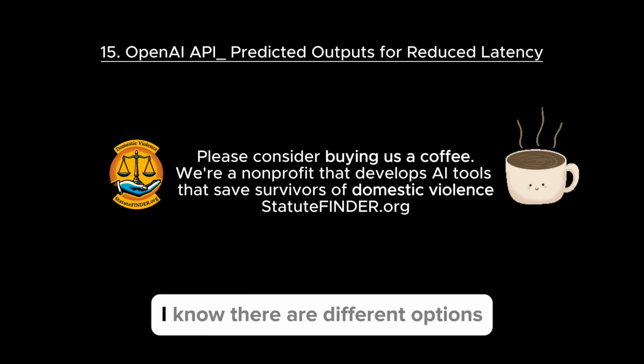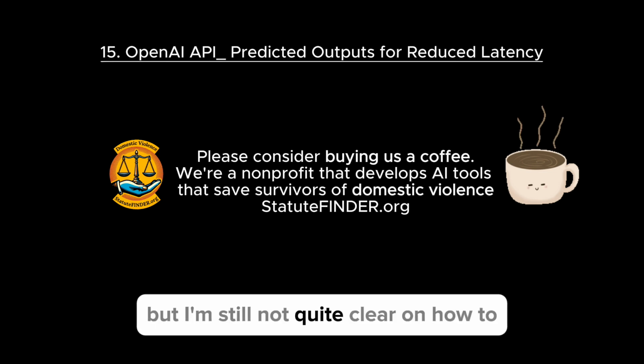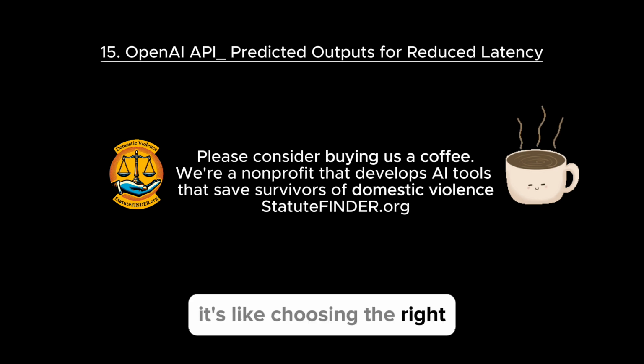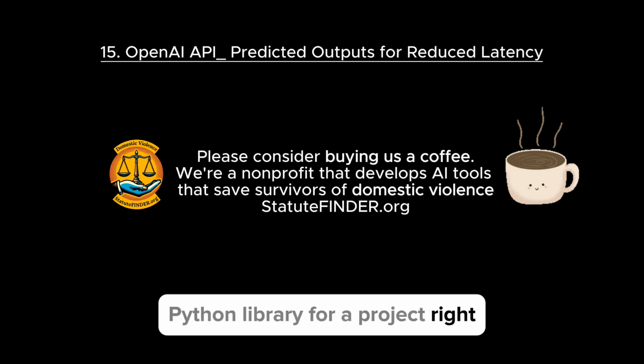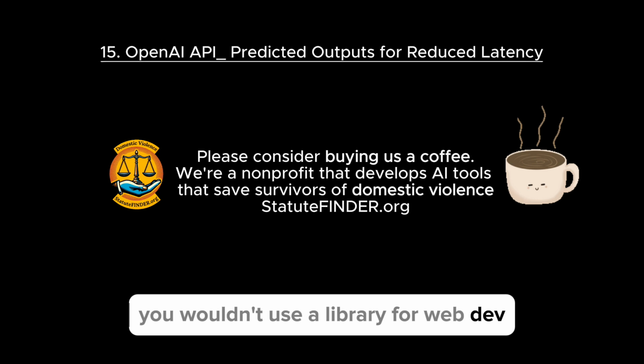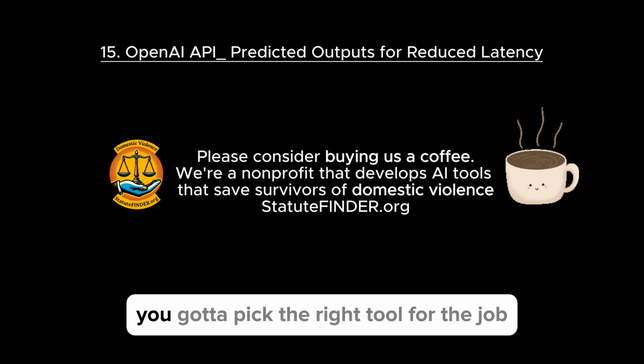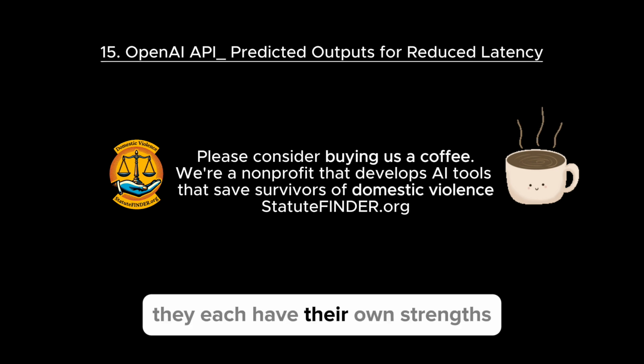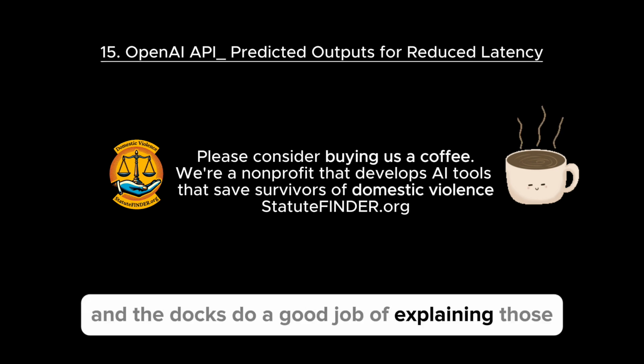The models, yes. I know there are different options, but I'm still not quite clear on how to choose the right one. That's a great point. It's like choosing the right Python library for a project, right? You wouldn't use a library for web dev if you're doing data analysis. Right, you got to pick the right tool for the job. Exactly. It's the same with OpenAI models. They each have their own strengths, and the docs do a good job of explaining those.